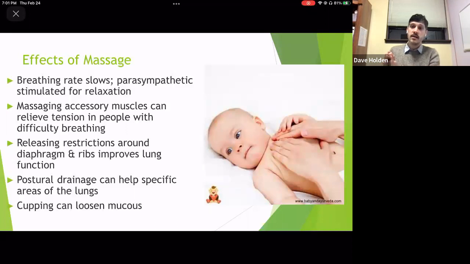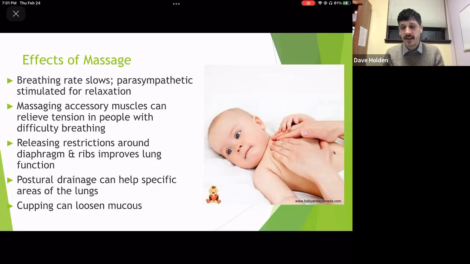But the good news is massage aids the respiratory system. By relaxing the body, we increase respiration rate, particularly deep breathing. Massaging the accessory muscles helps people with tension, particularly people that have difficulty breathing. Some of those accessory breathing muscles could be really tight, and relaxing those will increase the function. We can also work to release restrictions around the diaphragm and ribs.